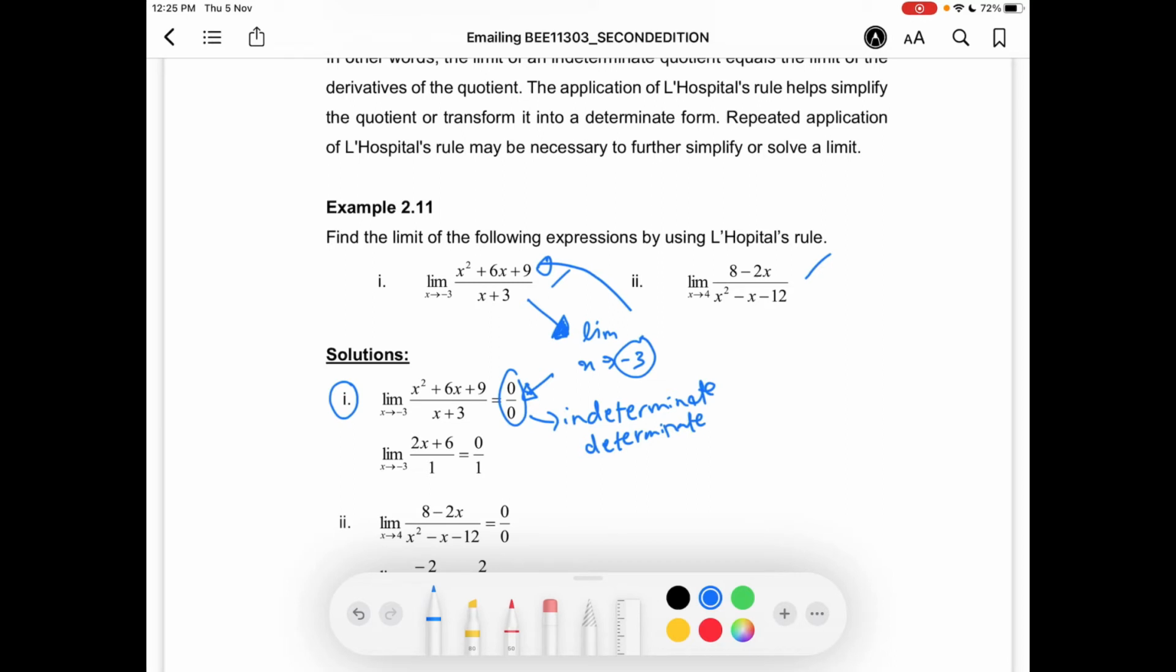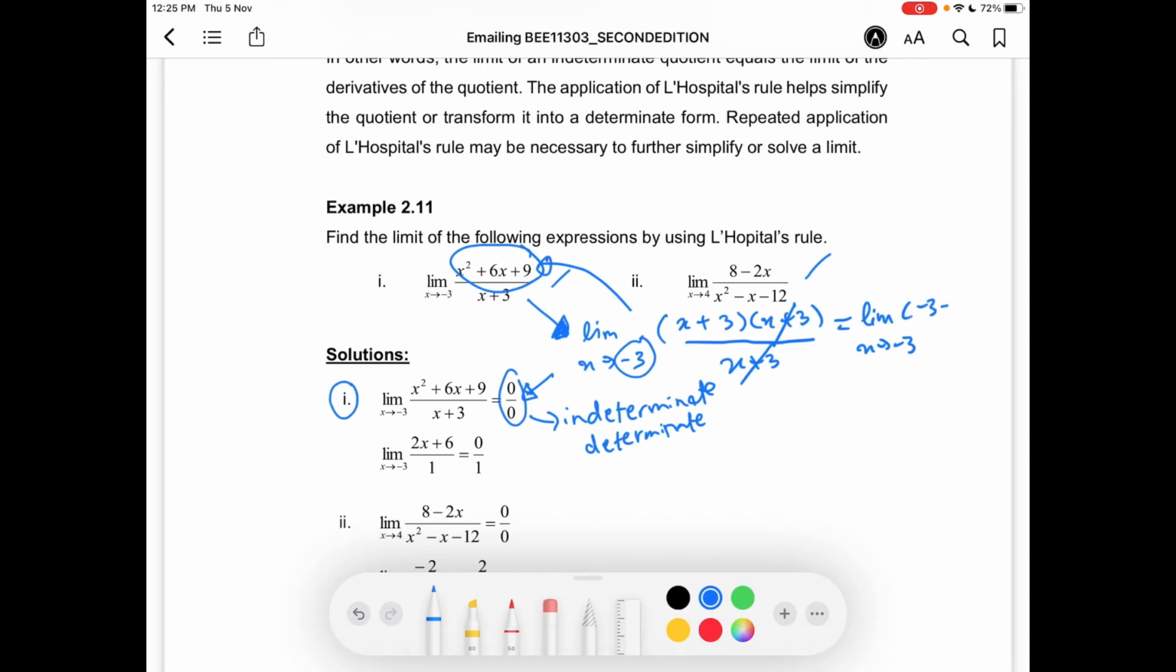We need to find out by using, before L'Hopital's rule, I'm talking about how we can apply this using limit solutions. What you can do is factorize it. So x plus 3, you factorize this one so that you can cancel it with the denominator here. So when you do this, you can get the correct answer.